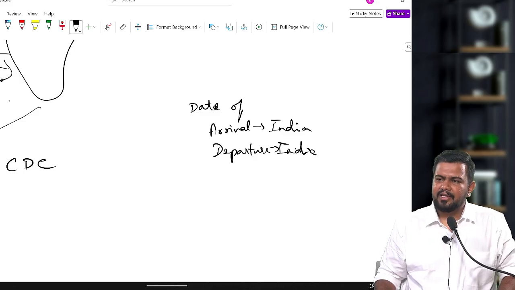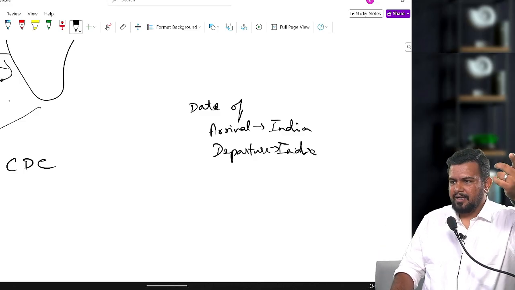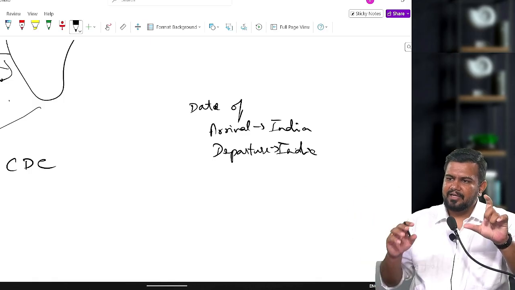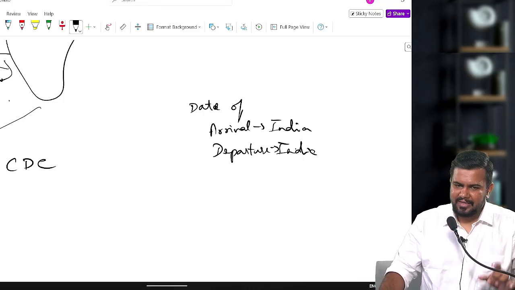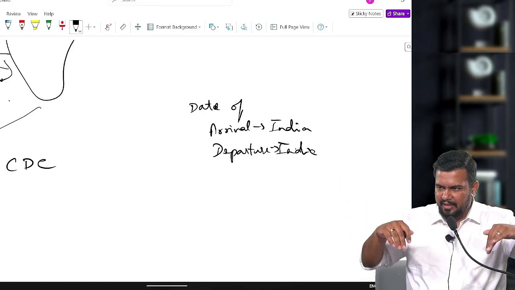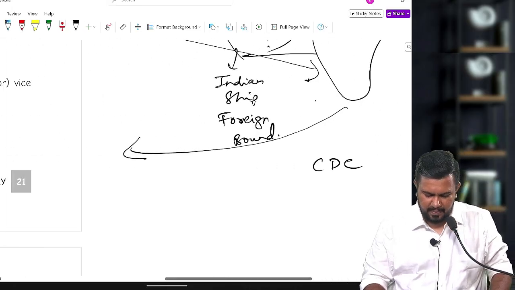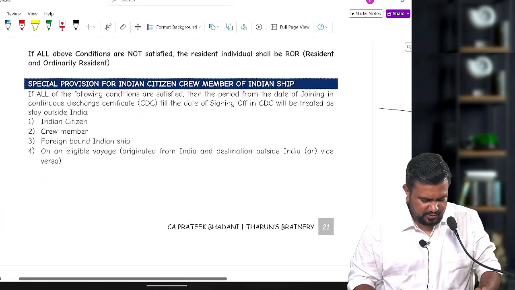But only in this Continuous Discharge Certificate, joining is considered outside India and signing off is also considered outside India. So from joining to signing off, they are considered outside India. So it is an exception to this rule. Generally, arrival and departure are in India, but in this case alone, arrival and departure are outside India. Okay. So let us quickly see this also.